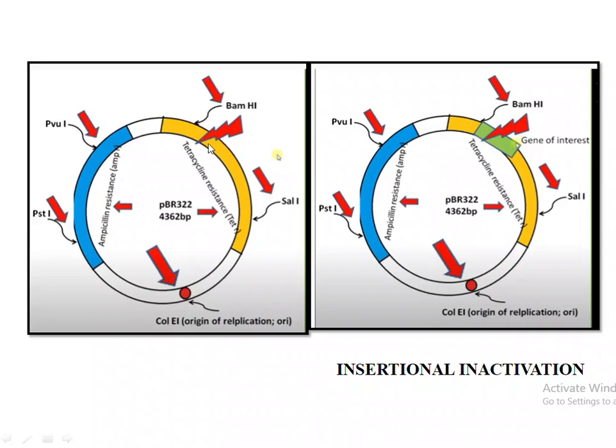In this figure, the BamHI restriction site is cut open by using the restriction enzyme BamHI, and the DNA of interest is also cut by using the same restriction enzyme, that is BamHI. The DNA of interest is being inserted at this place. Upon insertion of the gene of interest at this site, the tetracycline resistance gene is no more functional, and this process is called insertional inactivation.